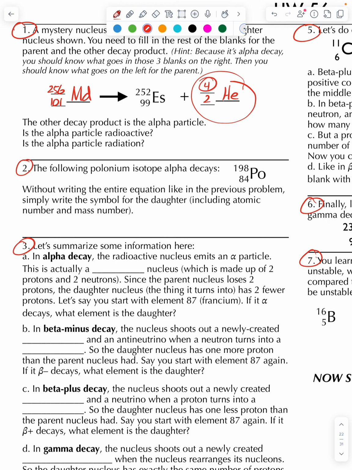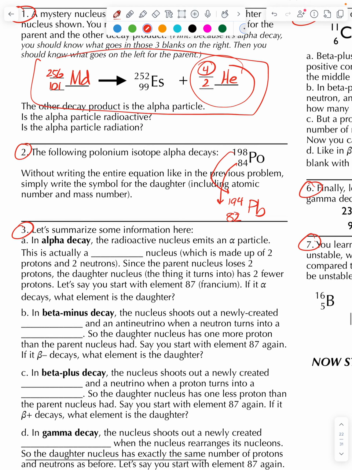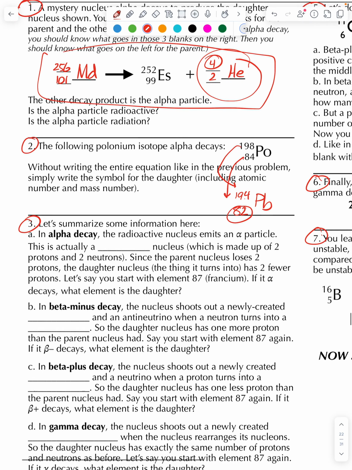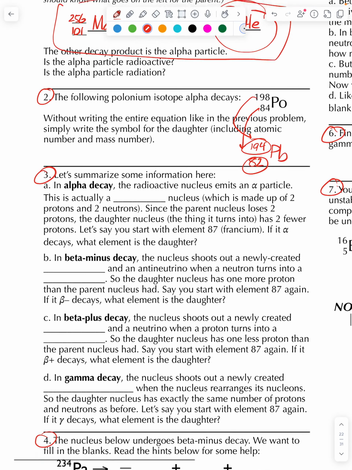So all I need to do is take away 2 from the number of protons, but then take away 4 from the number of nucleons. And then I just look in the periodic table, and element 82 is lead. So you should be able to do something like that without having to do this whole thing here. That's the daughter. For alpha decay, it loses 2 for the bottom number. It loses 4 for the top number.